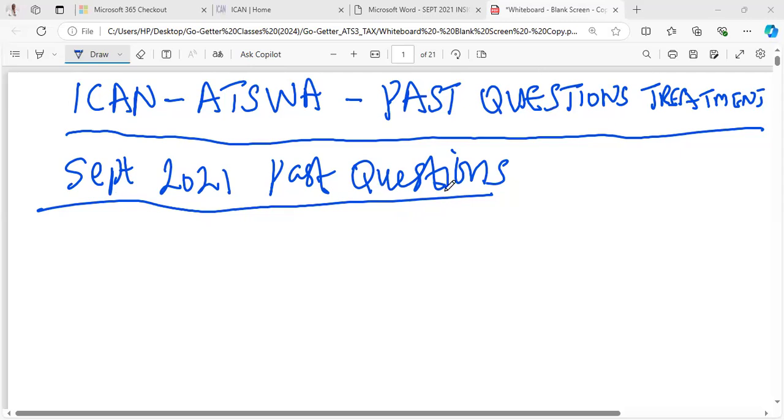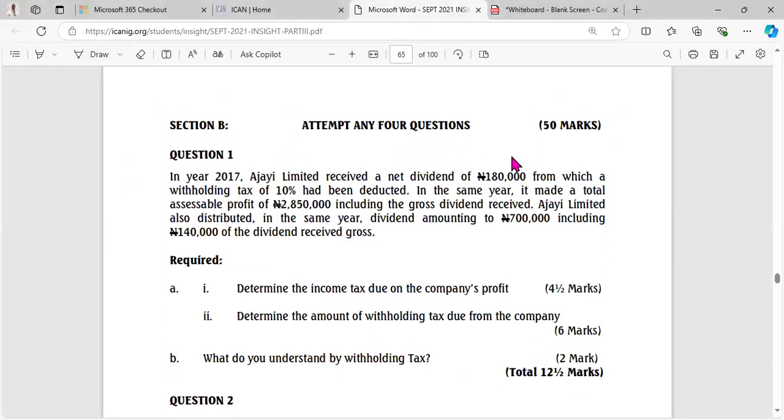Today we'll be taking past question 2021 September, and let's see how many we can solve for today. We're going to be taking the calculation parts only, and we are on section B. Let's look at question number 1.